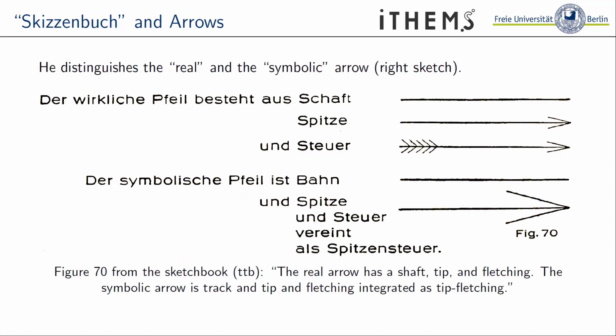He distinguishes in his writings the real and symbolic arrow. On the top of this sketch we see the real arrow, which according to Klee has a shaft, a tip and fletching. In the lower part of the sketch he depicts the symbolic arrow, which is a track, a tip, and a fletching integrated into it as tip fletching.